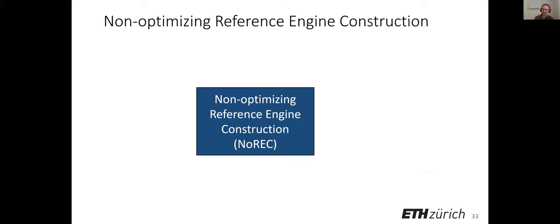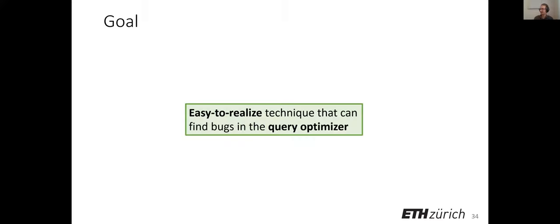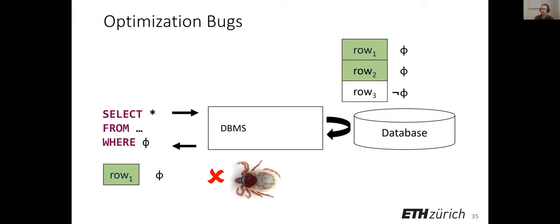So with that, I want to start with the first approach, namely non-optimizing reference engine construction, or short NoREC. The goal with this approach is that we wanted to find a very specific category of logic bugs, namely bugs that affect the query optimizer. And a goal was to make this technique easy to realize, both in terms of implementation effort required to realize the technique, and also in terms of how difficult it is to reason about it. So what are optimization bugs?